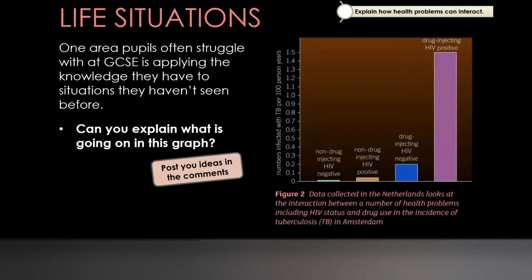Olivia has said more people who are injected and have HIV positive are more likely to get TB. That I think is the closest one we've got so far. So Olivia says more people who are injecting drugs and who are HIV positive are more likely to get TB. I wonder if we can explain what is going on with that, Olivia. Jaden says if you do drugs and you're HIV positive, you have a higher chance of getting tuberculosis. Very good. Why might that be?